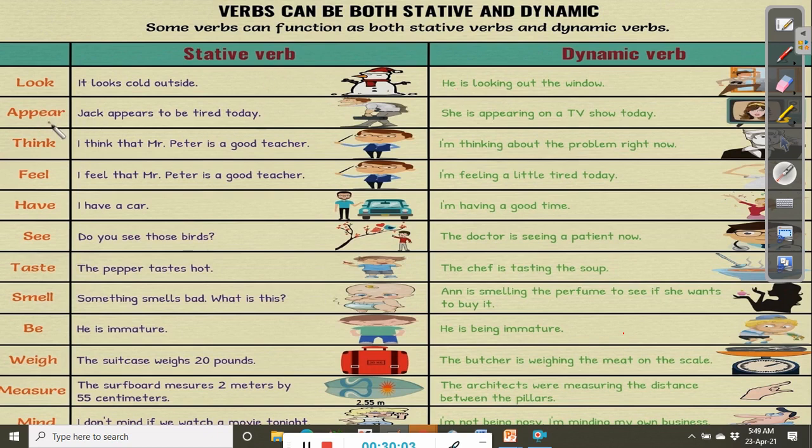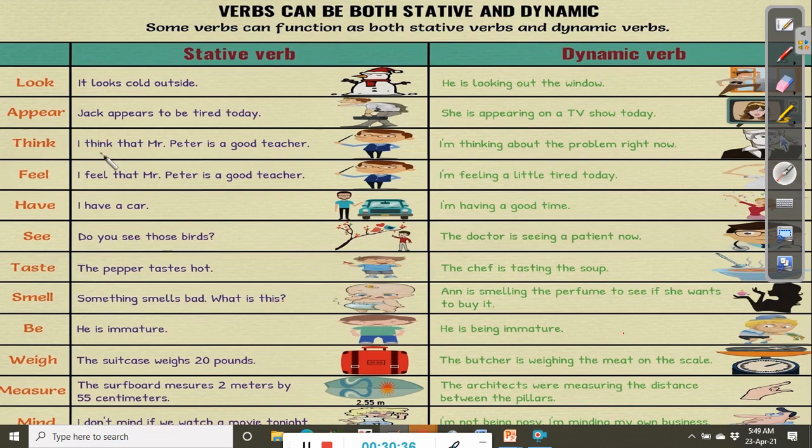The next one is appear. Jack appears to be tired today. In this case, the verb appears is used as a stative verb. Now, we can use it as a dynamic verb when we talk about appearing on a television show. She is appearing on a television show today. Appearing.